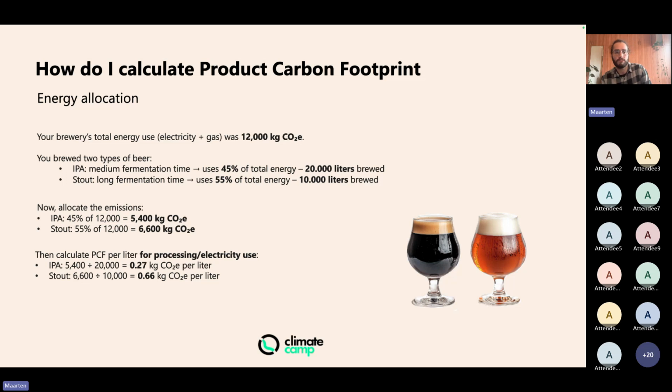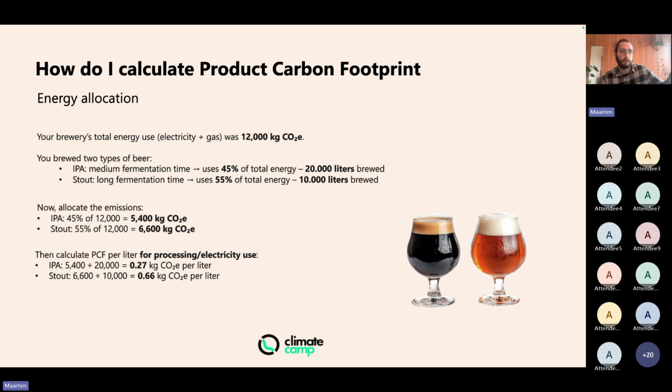But we brewed two types of beers. We brewed an IPA and we brewed a stout. The IPA uses a medium fermentation time, whereas the stout is much longer. So there is a difference in the total energy used. There is also a difference in output. There is much more IPA brewed for this amount of energy than there is stout brewed, because it has to ferment a lot longer.